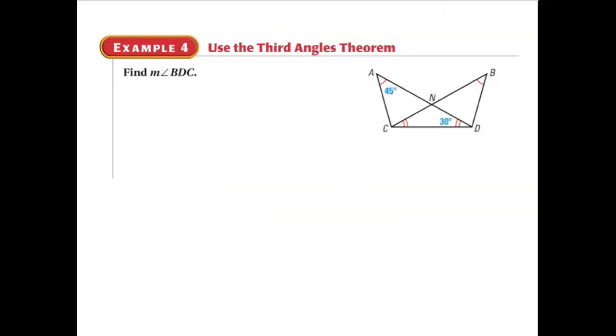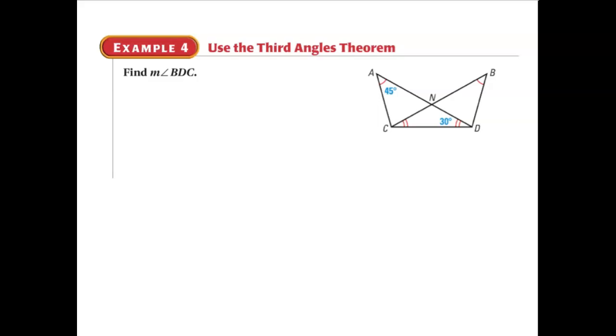Find the measure of angle BDC. Now, if it is helpful for you, you can absolutely redraw these triangles so that they don't overlap. Sometimes that can be helpful so that you don't mix up angles or mix up your labeling. Now here we see that angle A is congruent to angle B, okay? And we also see that angle ADC is congruent to angle BCD.